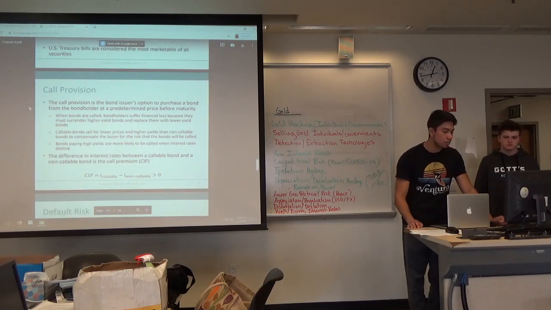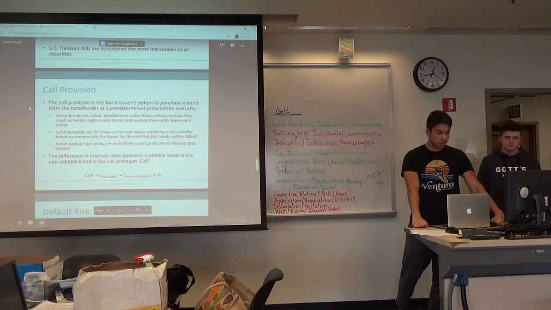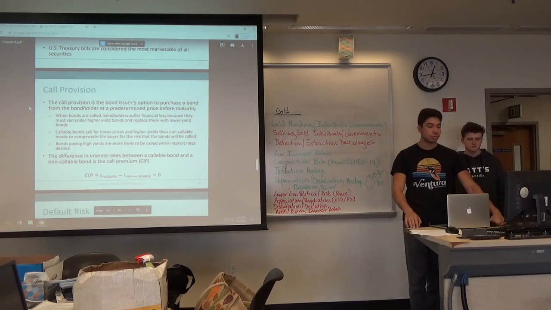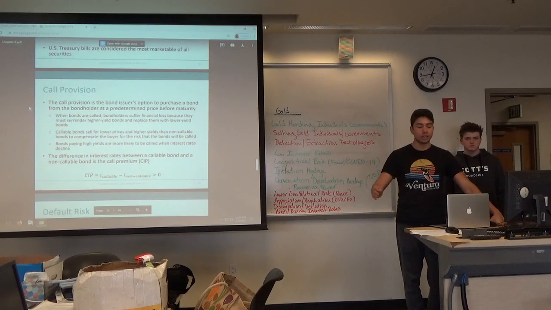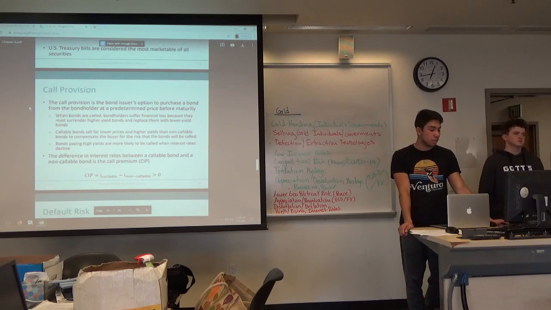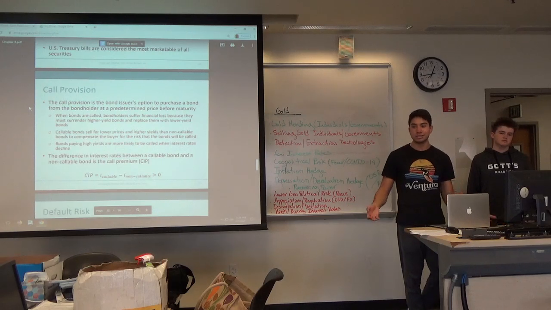Call provision. The call provision is the bond issuer's option to purchase a bond from the bondholder at a predetermined price before maturity. So when bonds are called, bondholders suffer financial loss because they must surrender higher yield bonds and replace them with lower yield bonds because they haven't gotten all the way to full maturity. Callable bonds sell for lower prices and higher yields than non-callable bonds to compensate the buyer for the risk when the bond is called, because if you want to sit on the bond and make more money, there's a chance they could call it back.